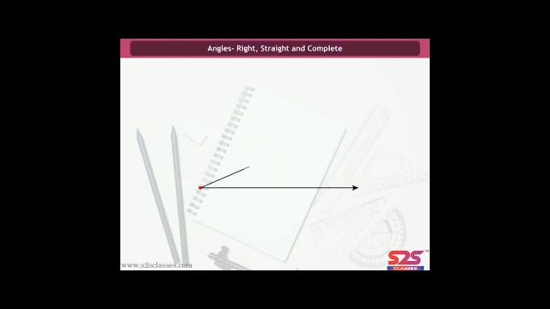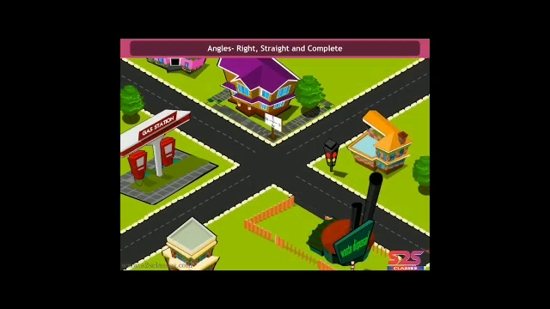Angles. Right, straight and complete. An angle is the figure formed by two rays, called the sides of the angle, having a common endpoint called the vertex. You must have heard the terms such as take a right turn. What do you mean by taking a right turn? Or particularly, a right angle?